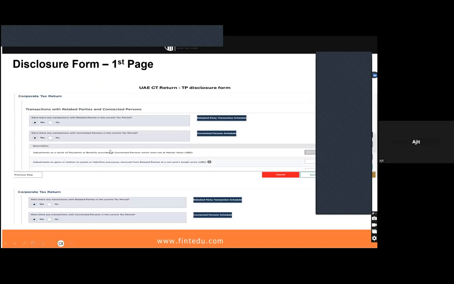This is the first page of the disclosure form. It is a summary where one needs to select whether the transaction is with related parties or connected persons. If you select yes, then your schedule for the related party and the connected person will be activated. Below that, there is a section where the description of the adjustment is mentioned. It is a summary of adjustment.